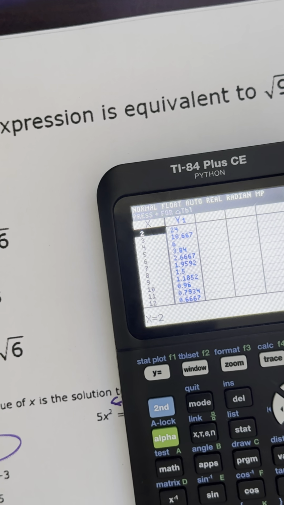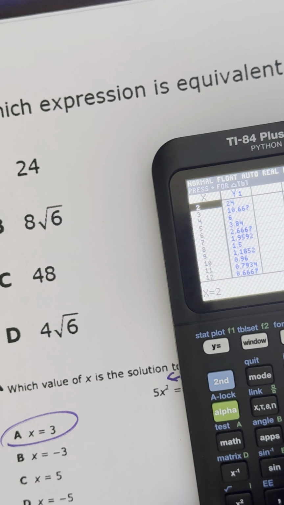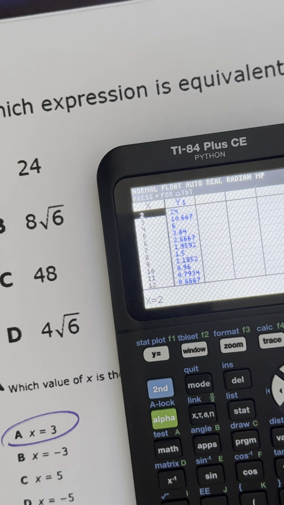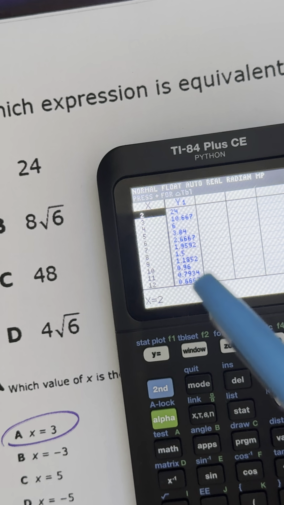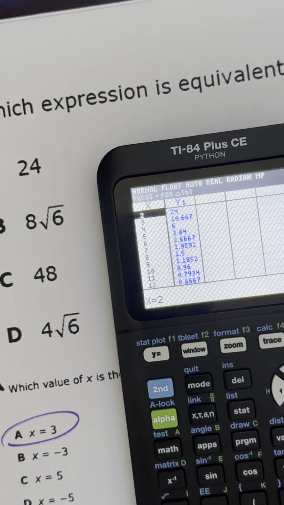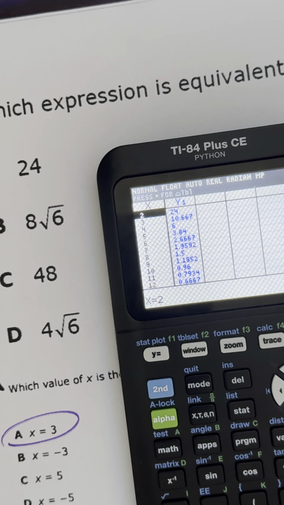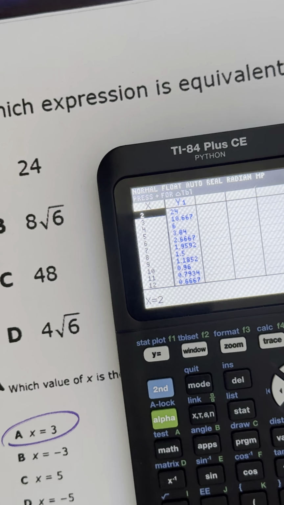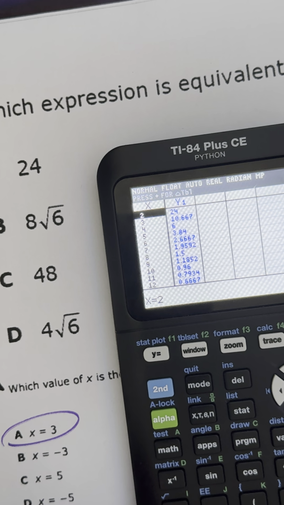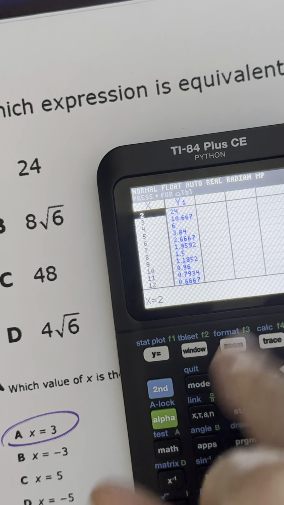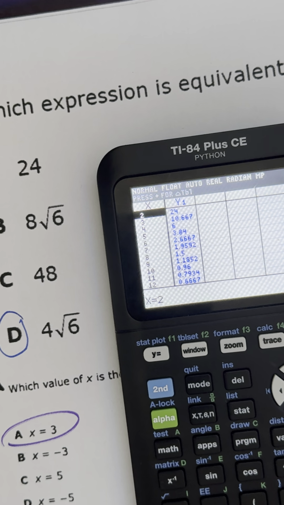Go to your table, and you have 2 and 24. Well, there's another perfect square in 24. There's 4, and so it's 4 and 6. So 4 squared is 16. So 16 times 6 gives you the 96, and the square root of 16 gives you the 4. So the 4 and 6 is 4 on the square root of 6. Again, you can match decimal answers.